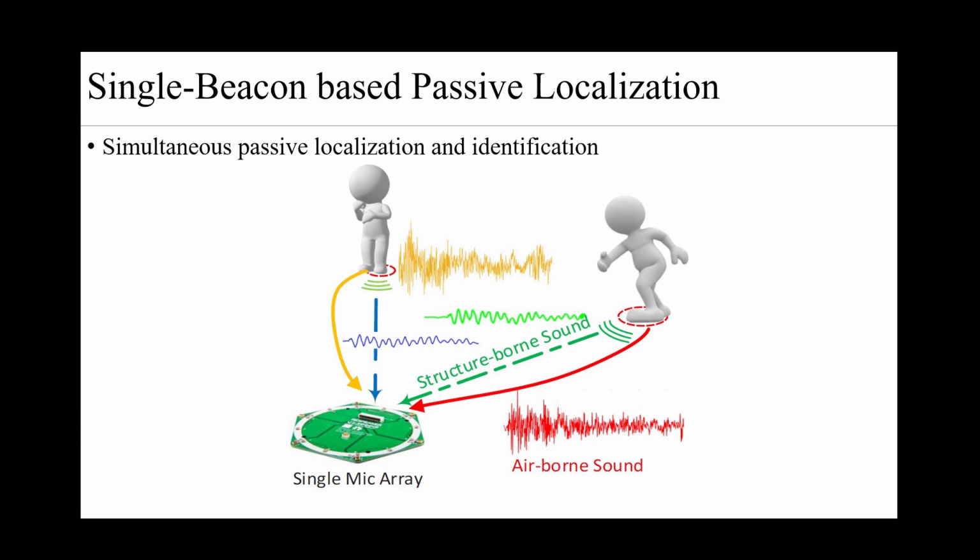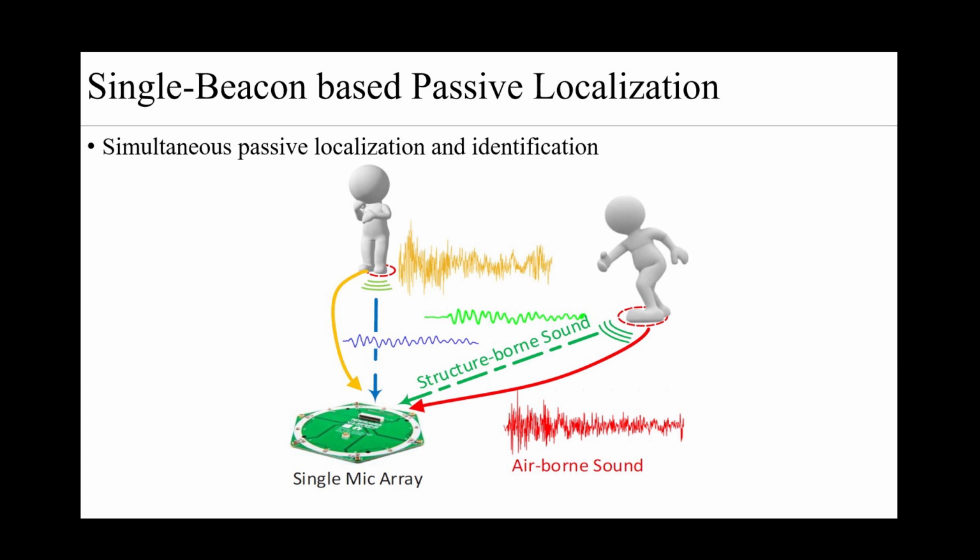The one that propagates through solid medium is called the structure-borne component, and we use it for ranging. The one that propagates through air is called the air-borne component, and we use it for angle of arrival estimation and identification. Combining the ranging and angle of arrival information, we can locate and track a target with just a single acoustic beacon. We now present more details on the acoustic physics behind PACE.